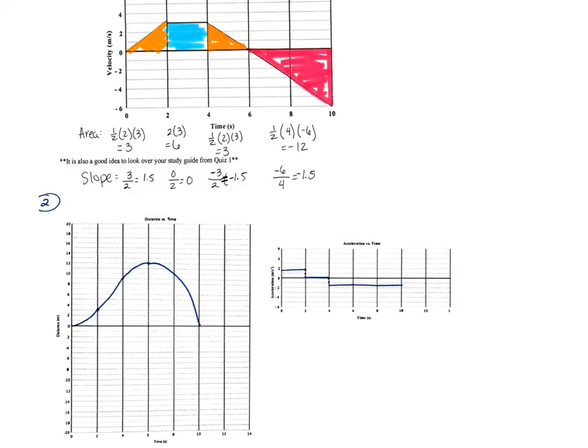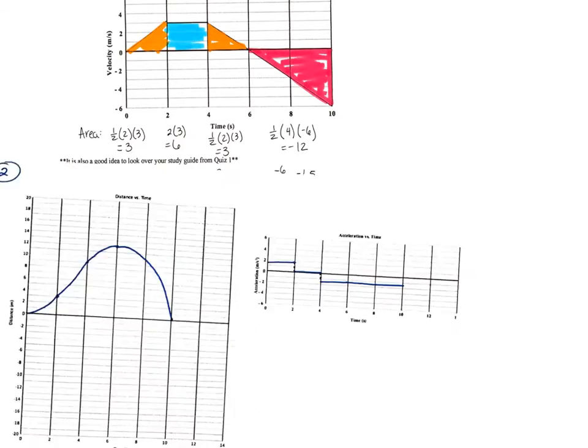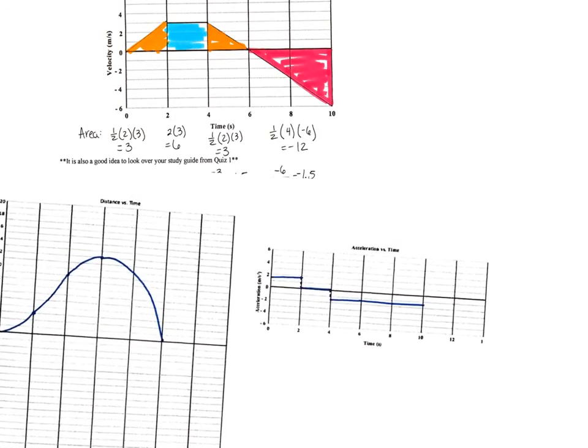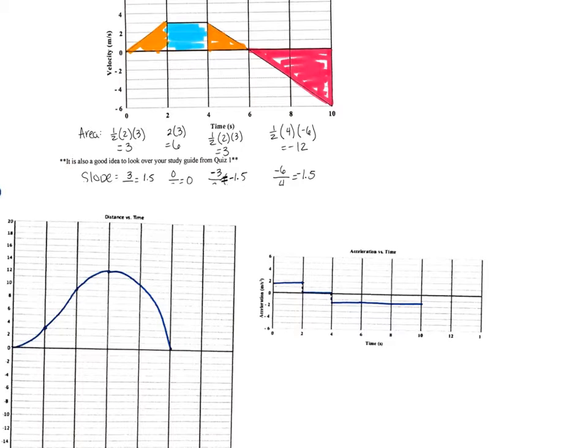So you see here on my acceleration graph, let me make this a little bit bigger for you. It is all at negative 1.5 the entire time. So it continues the whole way. So we've got it marked at our slope values. We've got it at positive 1.5. We've got it marked at 0. And we've got it marked at negative 1.5 the entire time. So that's easy as long as you can figure out the slope.